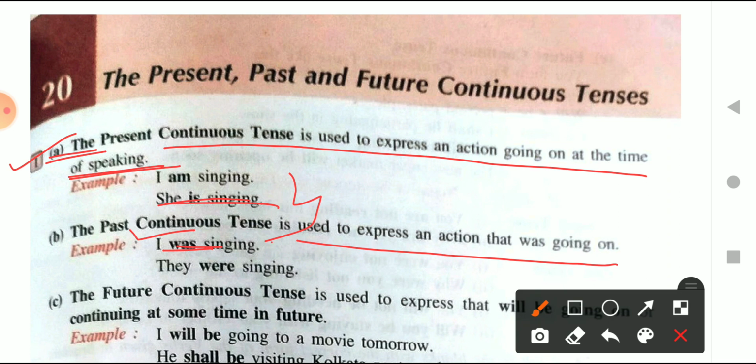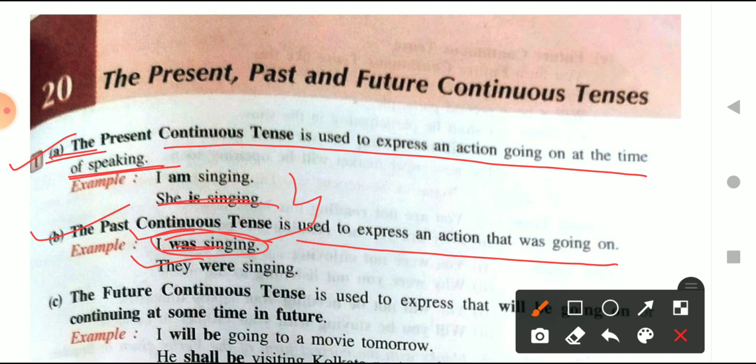So it was a continuous action when it was happening at that time, but when the speaker is speaking this sentence, at that moment this action is not happening, but this was a continuous action in the past, right? Similarly, the next example, they were singing. Previously they were singing. Understood? So past continuous tense is also used to express the action that was going on.